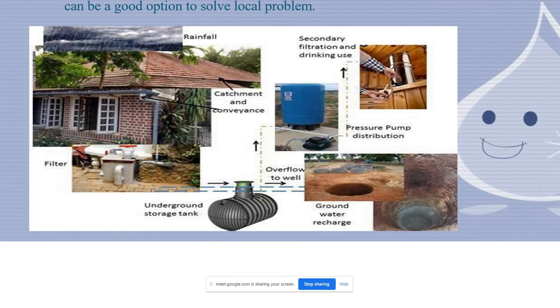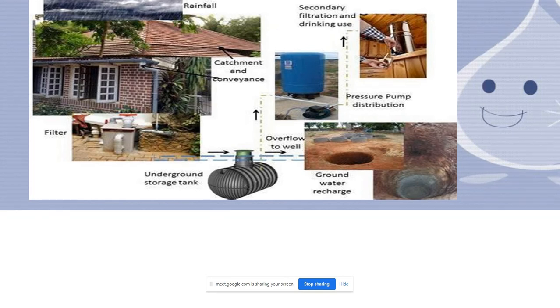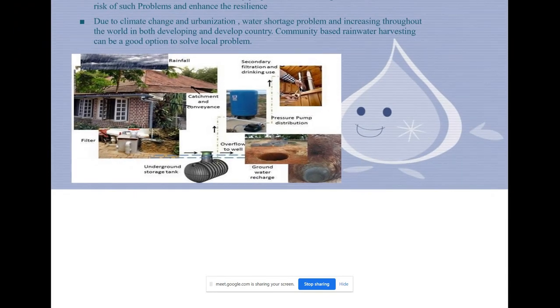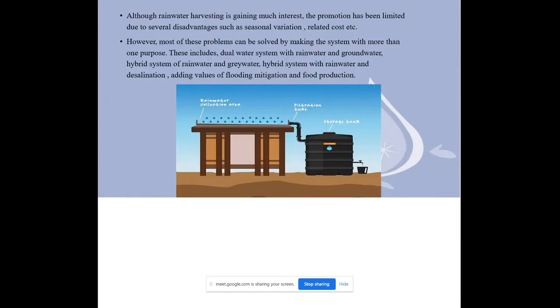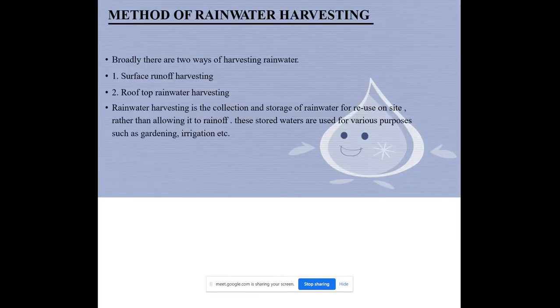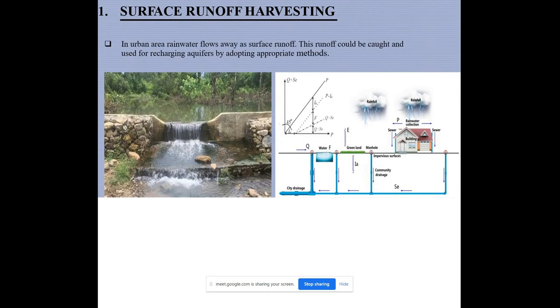Advantages of the rainwater harvesting system. There are some advantages of rainwater harvesting system. It is easy to install. It can be used for many different processes. It is environment friendly. It is excellent for irrigation. It reduces the use of groundwater.